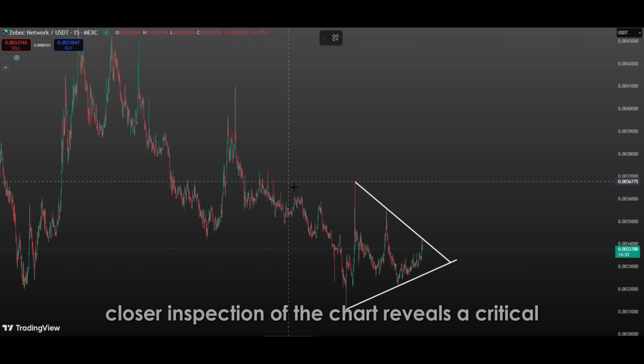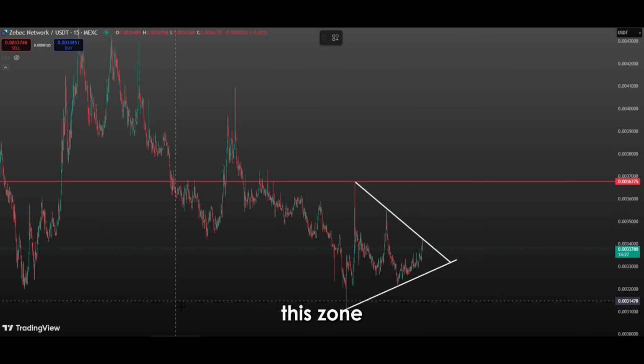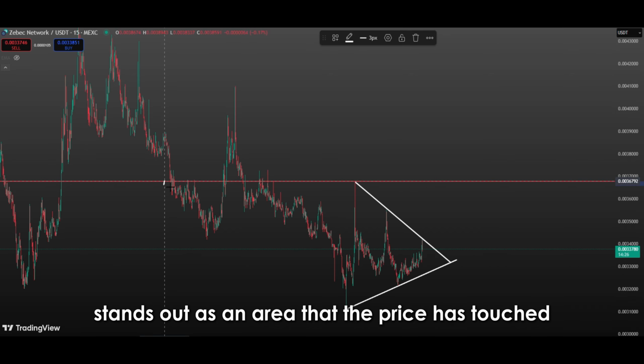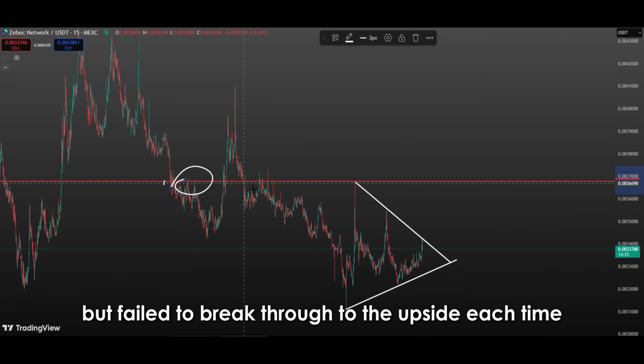Stay tuned. Closer inspection of the chart reveals a critical horizontal resistance zone just above the current price level. This zone stands out as an area that the price has touched several times in the past, but failed to break through to the upside each time.